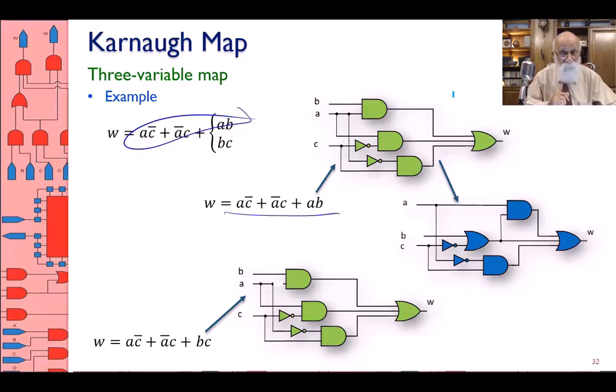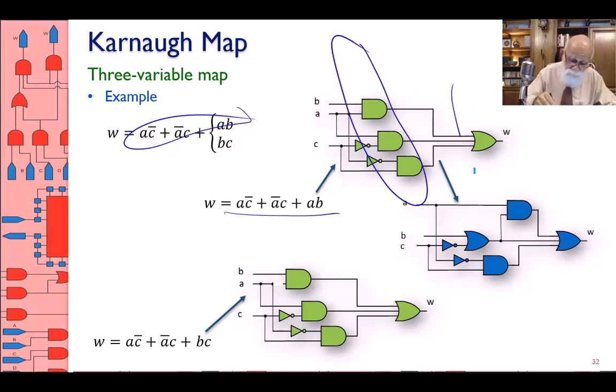Something I'm showing here is that a Karnaugh map only gives me a two-level network. This is one level, this is one level. AND, OR, and these are two levels. A Karnaugh map can never give me three levels.